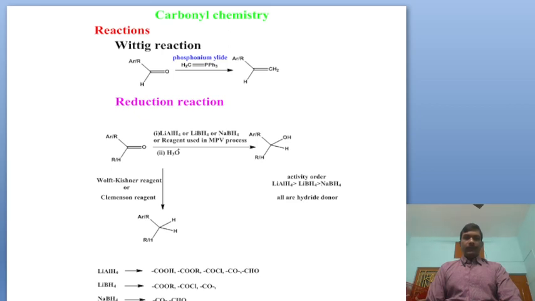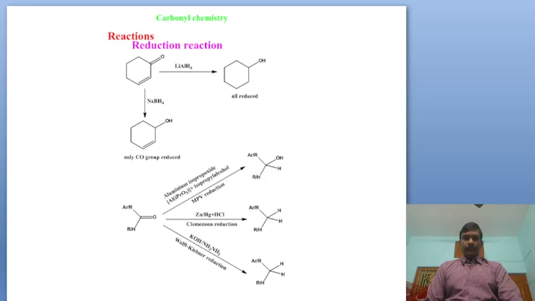The Wolff-Kishner reagent is hydrazine in the presence of alcoholic KOH, and in Clemmensen reduction the reagent is zinc-mercury amalgam in the presence of HCl. These are the reagents of these reduction reactions.